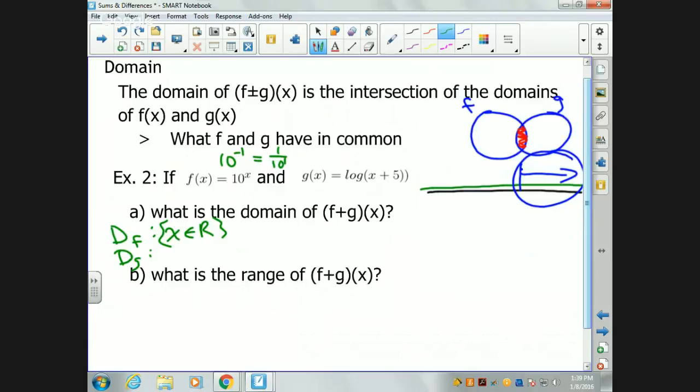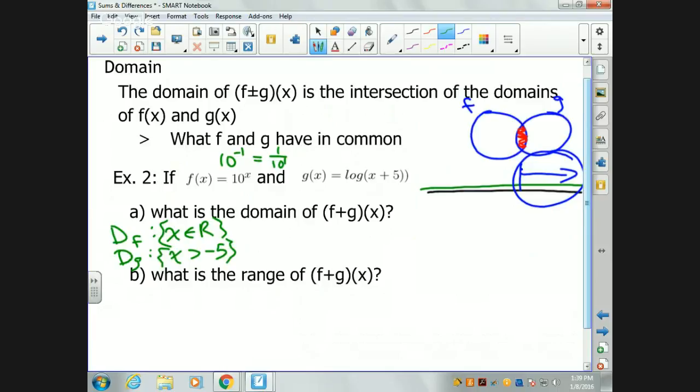I just can't seem to get a decent looking g over here. What about the domain of g? The log of x plus 5. We probably shouldn't talk about this too much given that one's doing his test. Just negative 5? Anything less. So the domain here is that x has to be greater than or equal to negative 5? It can't be equal, sorry. x has to be strictly greater than negative 5.